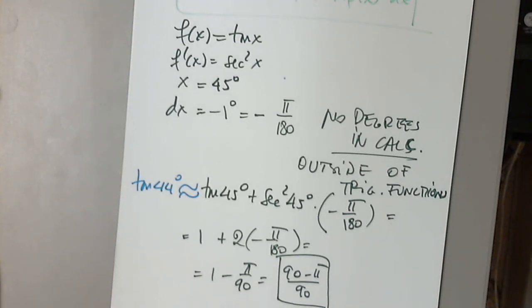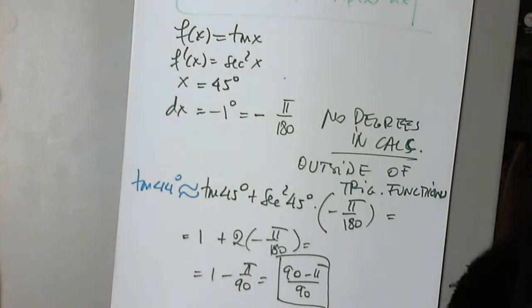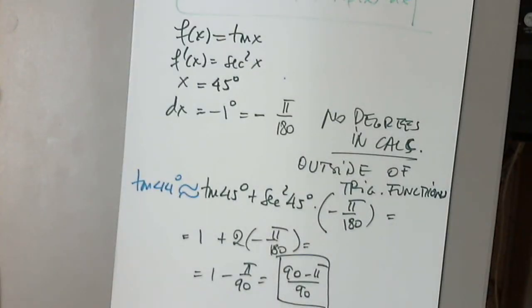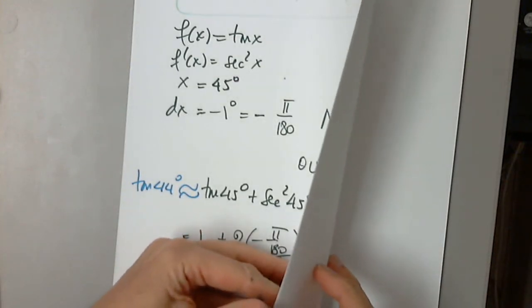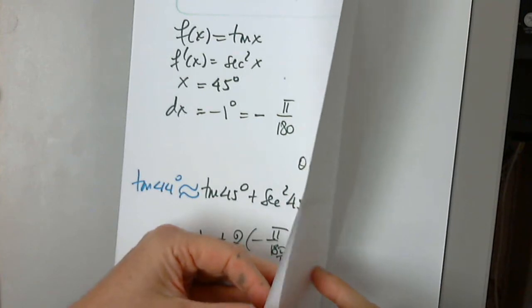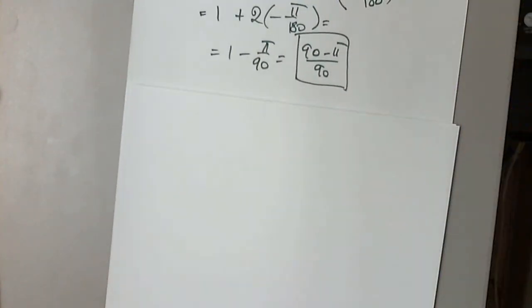Would you have dreamt of being able to, without a calculator, approximate tangent 44? That's how they used to do it before we got calculators. Okay, we're ready for a word problem now. Any questions? Very important relationship on what follows in Calc 2. Questions? Okay.